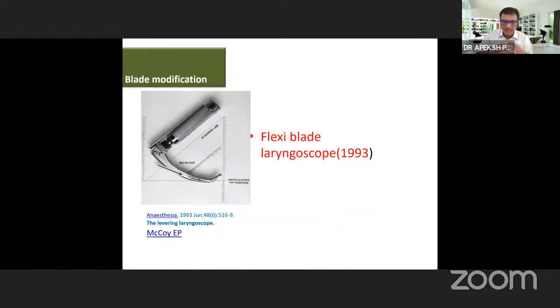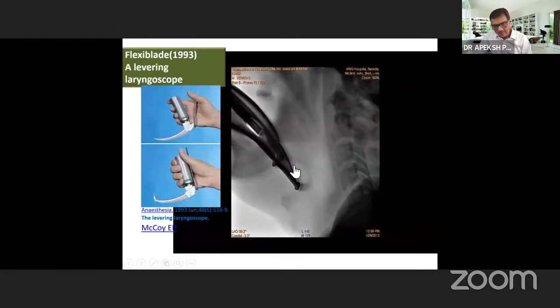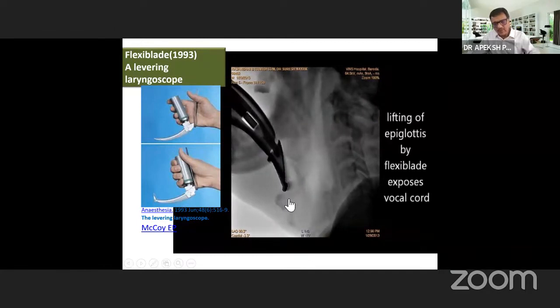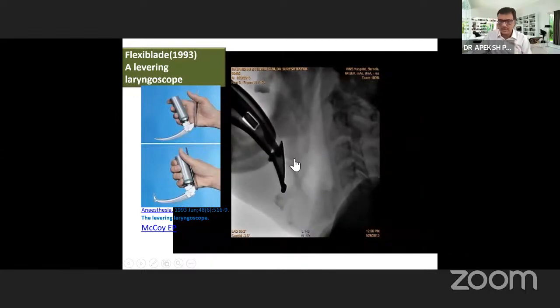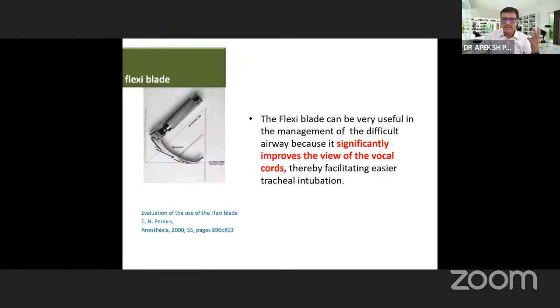And even the McCoy blade improves the laryngeal view with less force of laryngoscopy. Look at this. From here onward, we are just bending the tip of the McCoy blade, which makes the forward movement of the epiglottis and opens the larynx with lesser force compared to other blades. So it makes intubation faster, laryngoscopy faster and easier, and it significantly improves the laryngeal view.